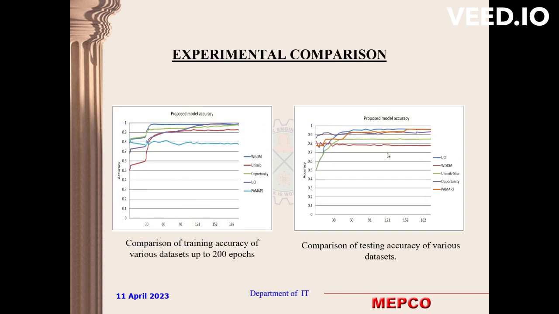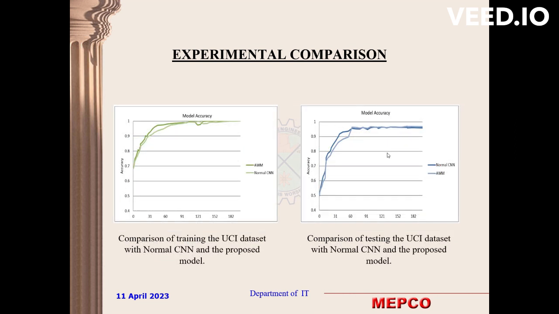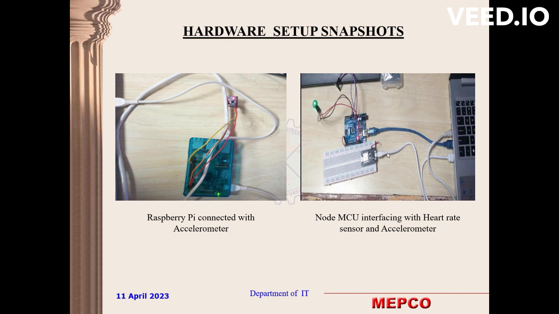Here is the experimental comparison. While training and testing the model with various datasets, the accuracy of our proposed model is higher, and when comparing the model with the normal CNN, the accuracy of our proposed model is higher in both training and testing of data. And this is the hardware setup of our model.